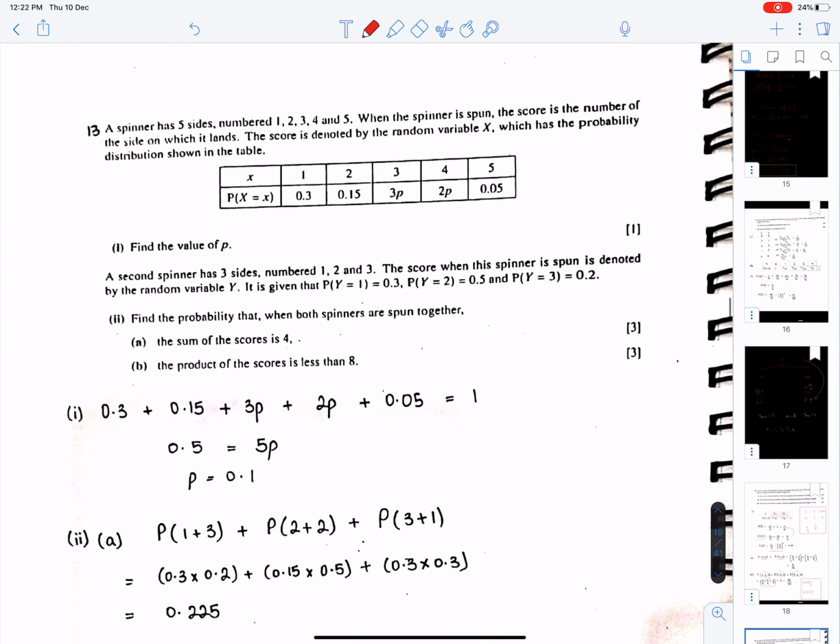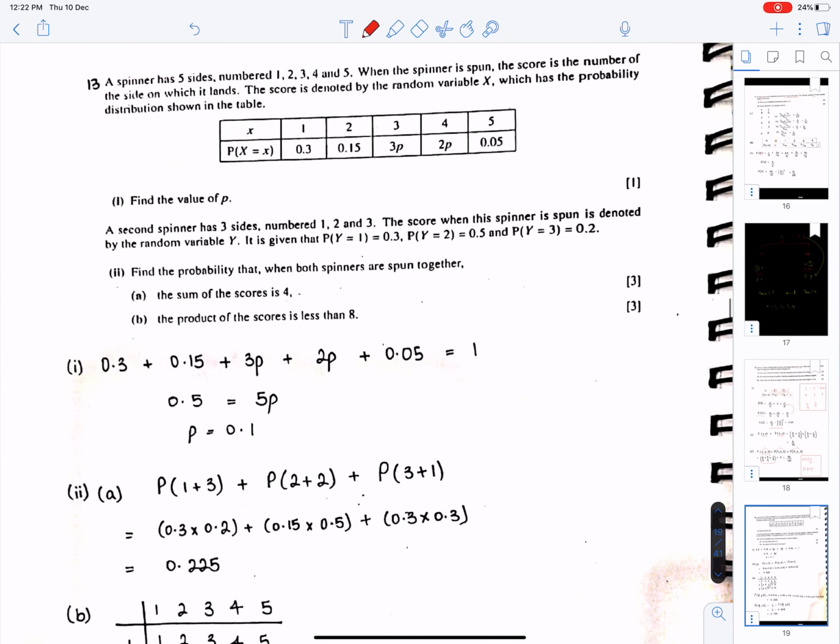Now the next question is 13. A spinner has 5 sides numbered 1, 2, 3, 4 and 5. When the spinner is spun, the score is the number of the side on which it lands. The score is denoted by the random variable x, which has the probability distribution shown in the table. To find P, this is very simple, since you know the total is always 1. By adding all the probabilities you can get the value of P. Here is the value of P.